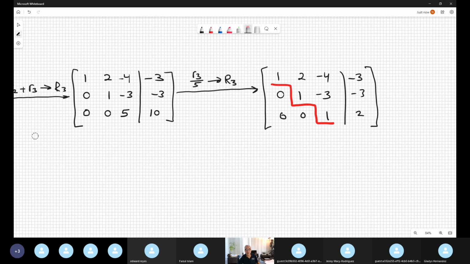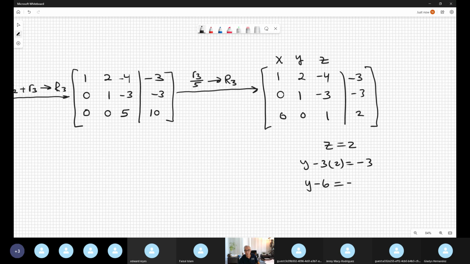matrix. And an echelon matrix we can solve using back substitution. This is the column of x, this is the column of y, this is the column of z, and in the last equation I see that z is 2, and in the second equation I see y minus 3z, which is 2, equals -3. Therefore, y minus 6 is equal to -3. y is equal to -3 plus 6, which is 3.